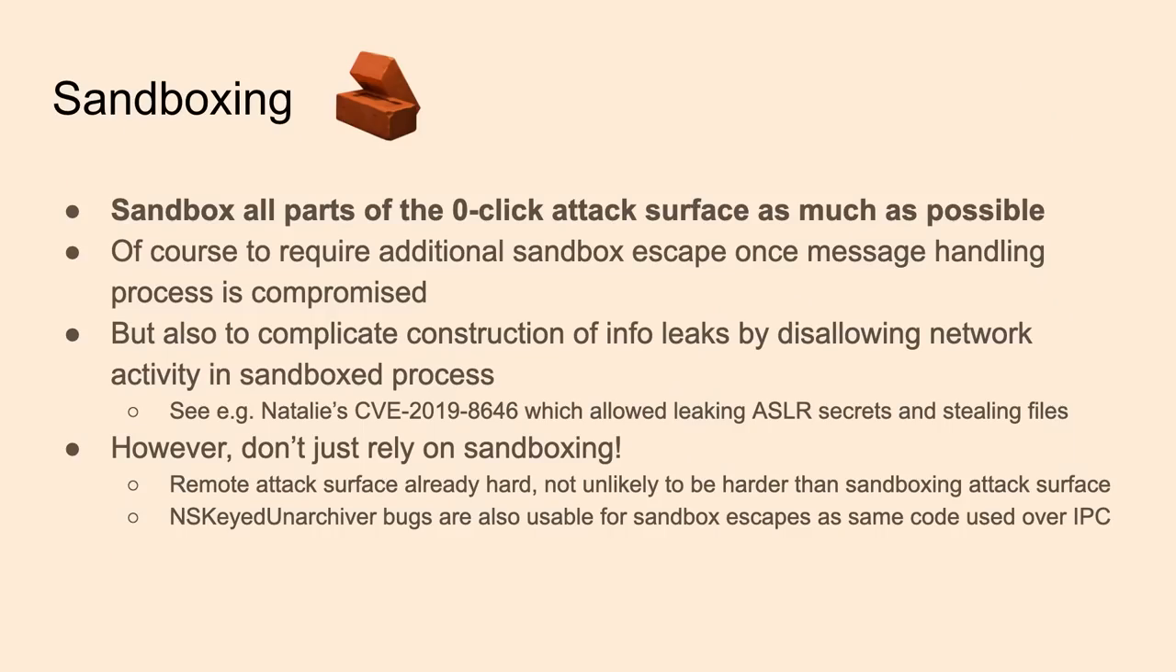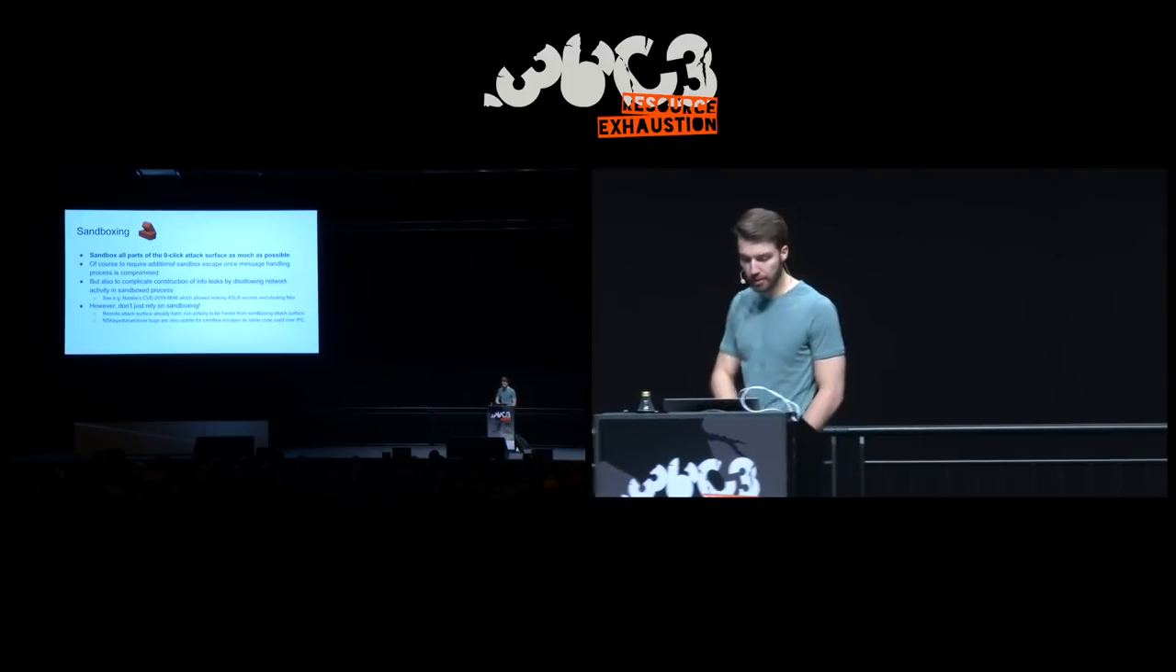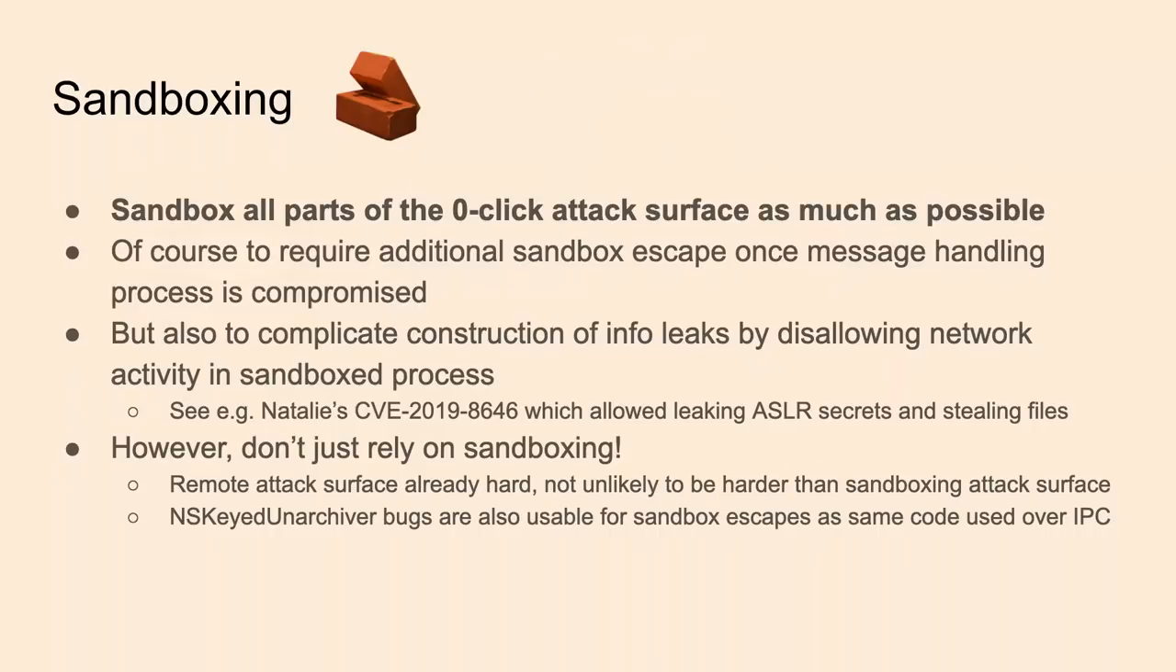Okay, sandboxing, another thing. It's probably obvious, right? Everything that's on zero-click attack surface should be sandboxed as much as possible, of course, to require the attacker to do another full exploit after getting code execution. But sandboxing can also complicate information leaks. So Natalie had this other iMessage bug, CVE something 8646. There's a blog post about this one. She was able to cause Springboard to send HTTP requests to some server, and those would contain pictures, data, whatever. If Springboard had been sandboxed to not allow network activity, this would have been much harder. So sandboxing is not necessarily just about this second breakout.